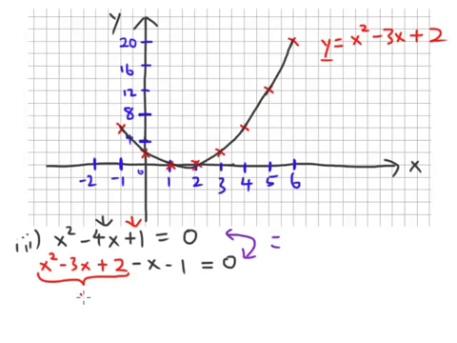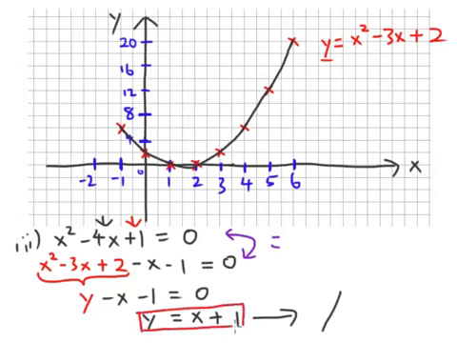So we can rewrite it as y minus x minus 1 equals to 0. And if we rearrange to y equals to positive x plus 1, we could see that this is a straight line. And this is a straight line that we are going to draw. So we are going to draw this straight line y equals to x plus 1. And this is how we find out what is the suitable straight line that we have to draw.